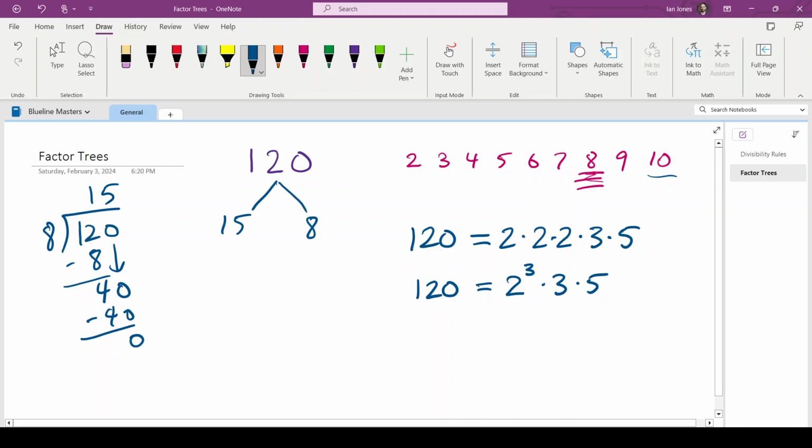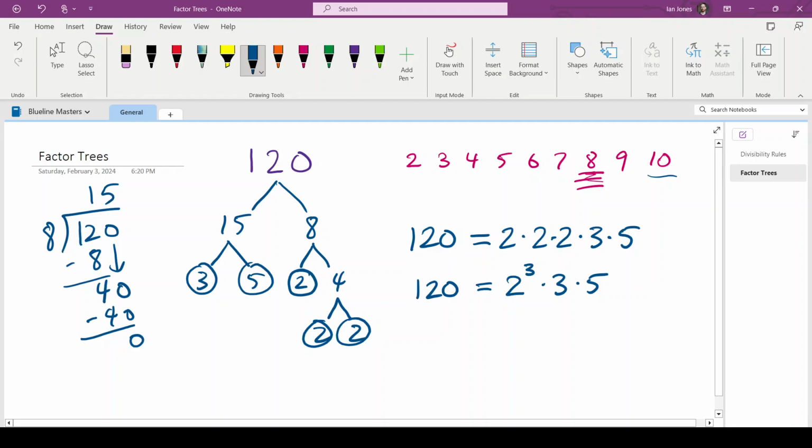Okay, neither of these are prime, so I can keep working on both branches. 15, that's 3 times 5. Those are both prime, so that part is complete. 8, well, that's 2 times 4. 2 is a prime, so that's complete. 4 is 2 times 2. So there we go. And once again, I get that 120 is 2 times 2 times 2 times 3 times 5, just like I've got out there.